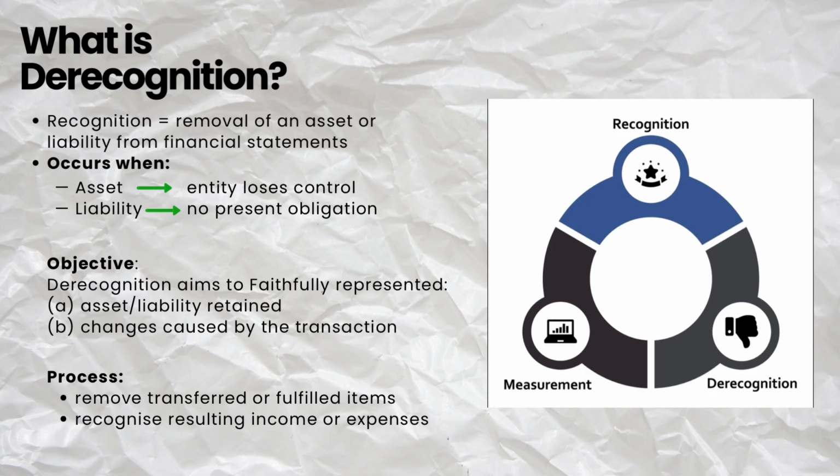For assets, this happens when the company loses control. For liabilities, it happens when there is no longer a present obligation. The main objective is to ensure the financial statements accurately show what remains and what has changed after a transaction. To do this, companies remove transferred or fulfilled items and recognize any resulting income or expenses.